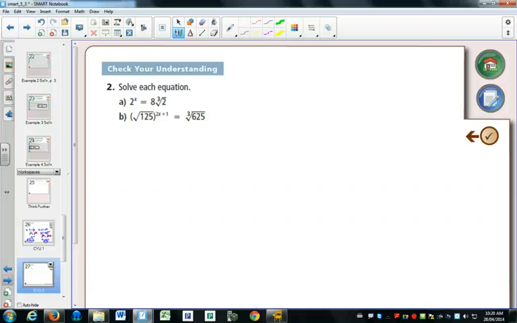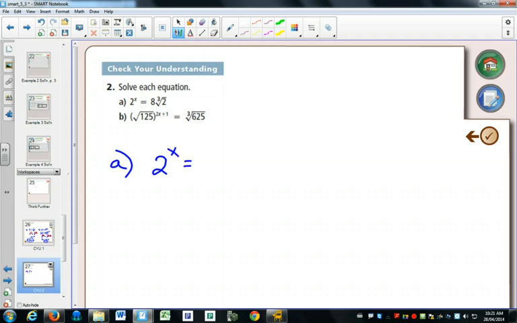Try B on your own. So first of all, we look at all of the numbers. We've got 2, 8, and another 2. They're all on your powers chart as powers of 2. So I have 2 to the x on this side.